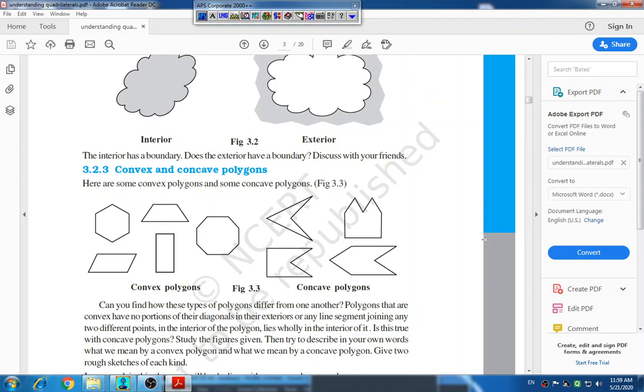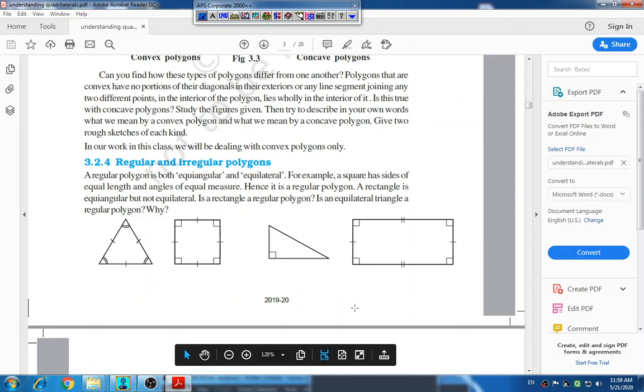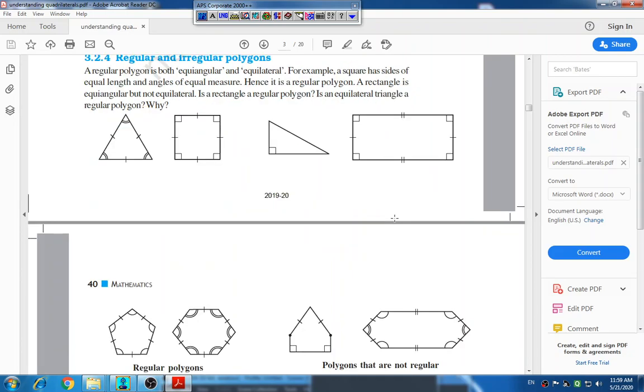Okay, and also you have to give rough sketches also. Now we are going to study regular and irregular polygons. Look at here. A regular polygon is both equiangular and equilateral. All angles are the same and all sides are equal. This marking shows having the same measurements. For example, a square has sides of equal length and angles of equal measure. Hence, it is a regular polygon.